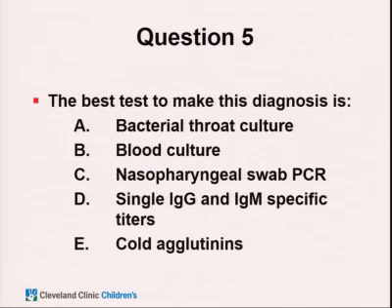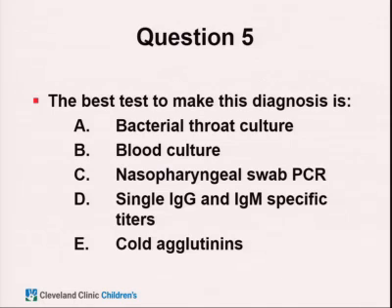Okay, very good. So this is atypical pneumonia. So the next question is, what's the best test to confirm or to make the diagnosis of Mycoplasma pneumonia? A bacterial throat culture, a blood culture, a nasopharyngeal swab PCR, a single IgG and IgM specific titers, or cold agglutinins? This one's a little tricky as well, because what we do in real life doesn't always match what we should do.